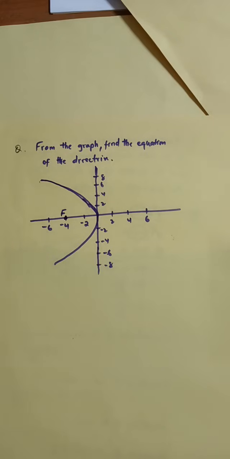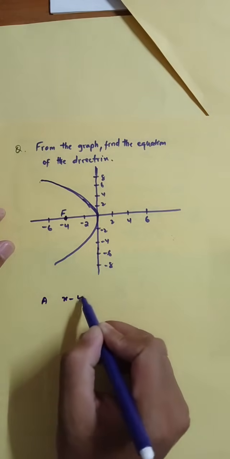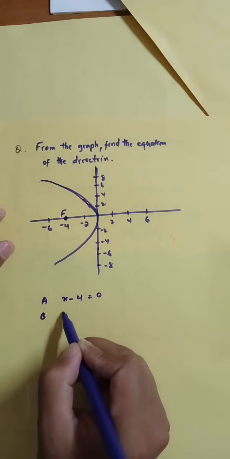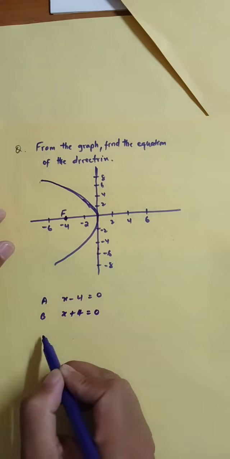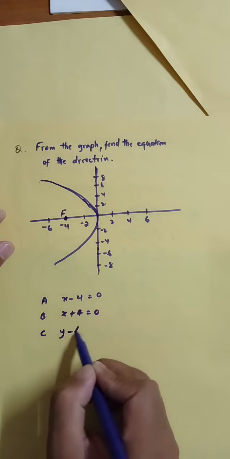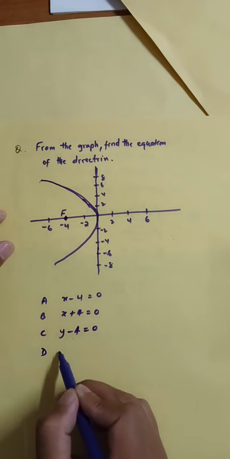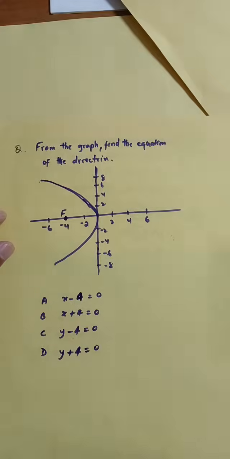And then the equation of the directrix. Here are the options. Option A: x minus 4 equal to 0. Option B: x plus 4 equal to 0. Option C: y minus 4 equal to 0. And option D: y plus 4 equal to 0.